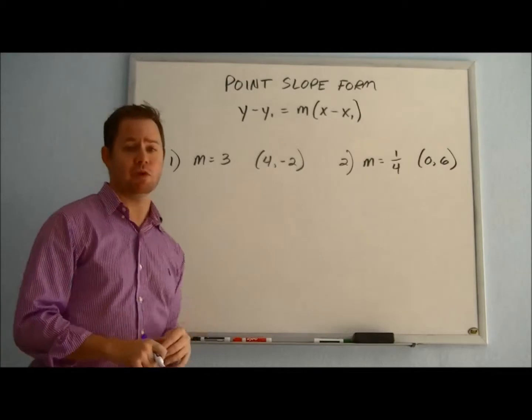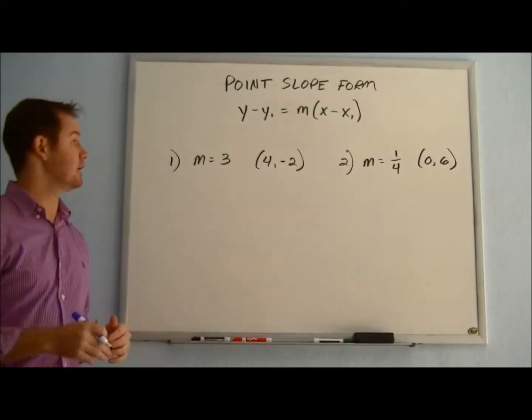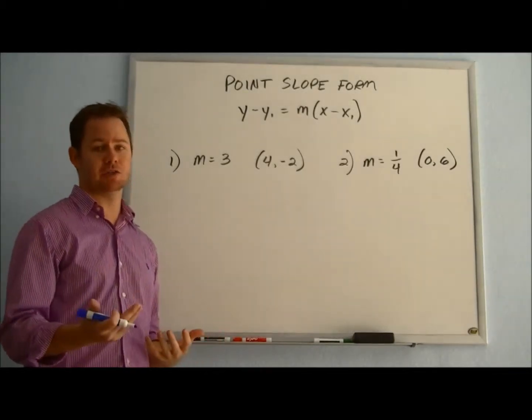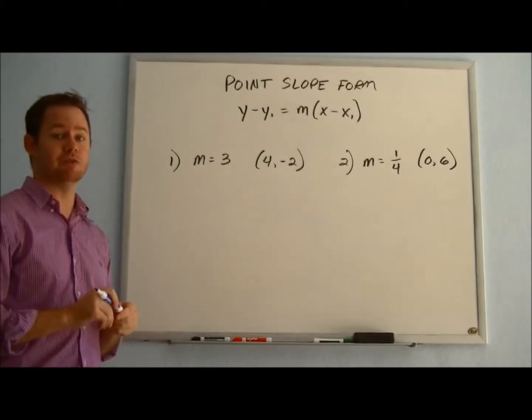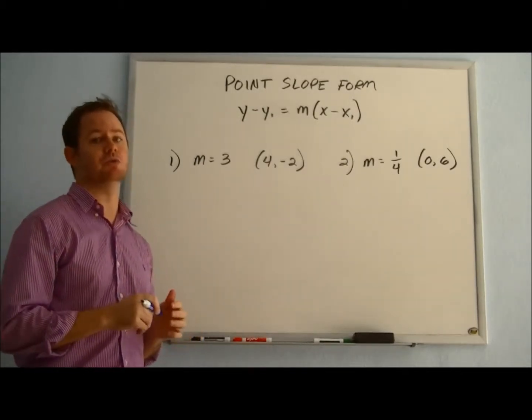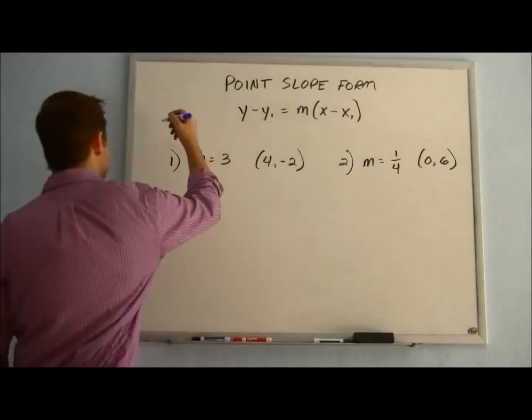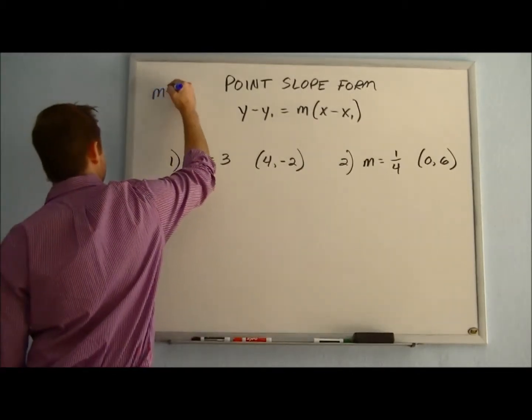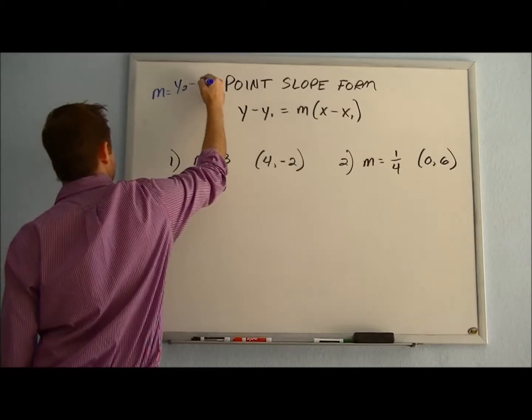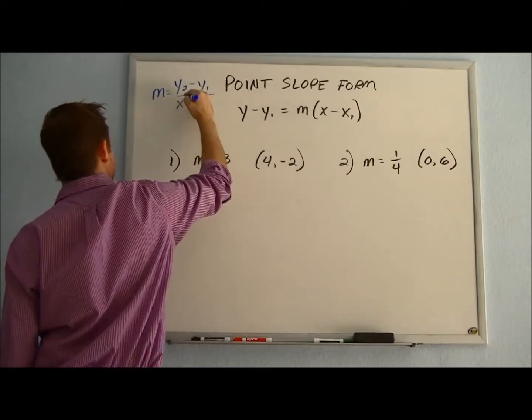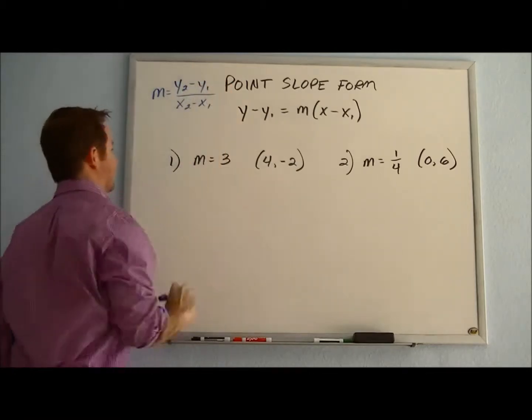So hopefully by this point you've already been introduced to slope. If you're not yet familiar with how to calculate slope, then please feel free to watch our video on finding slope when given two coordinates. However, if you do know how to calculate slope, then hopefully we know that your slope is equal to y2 minus y1 divided by x2 minus x1.